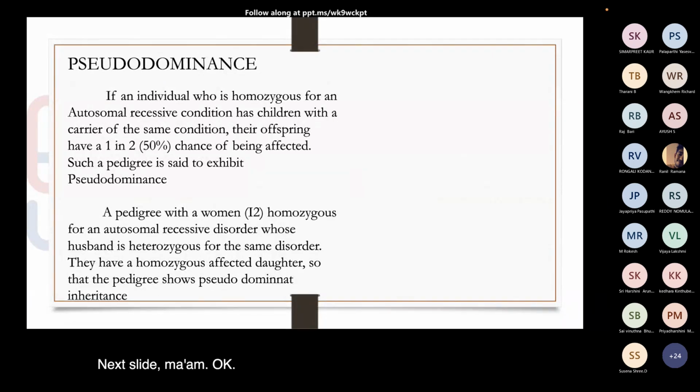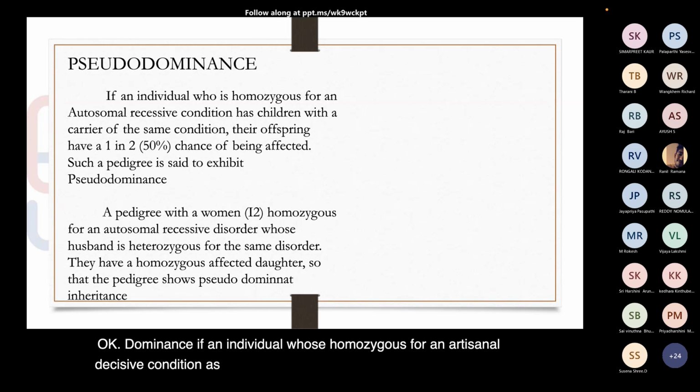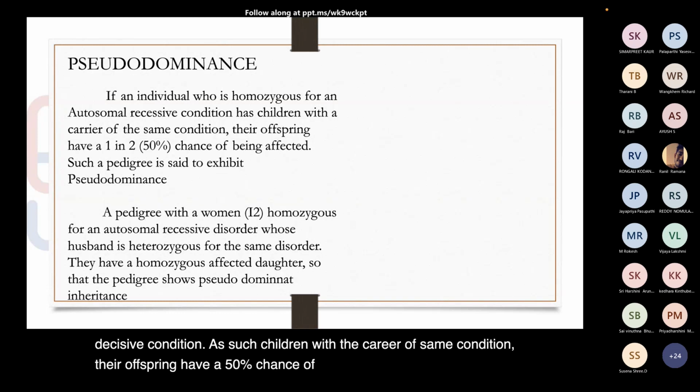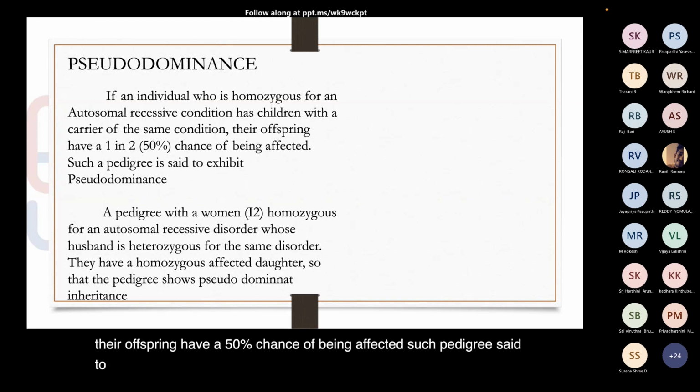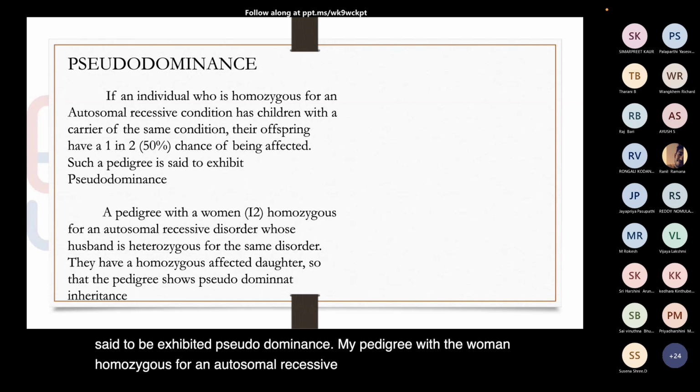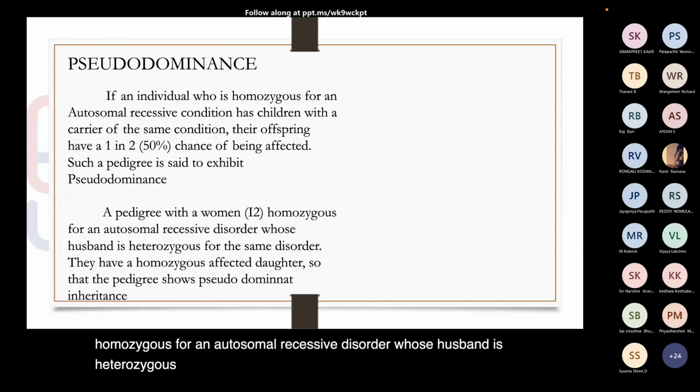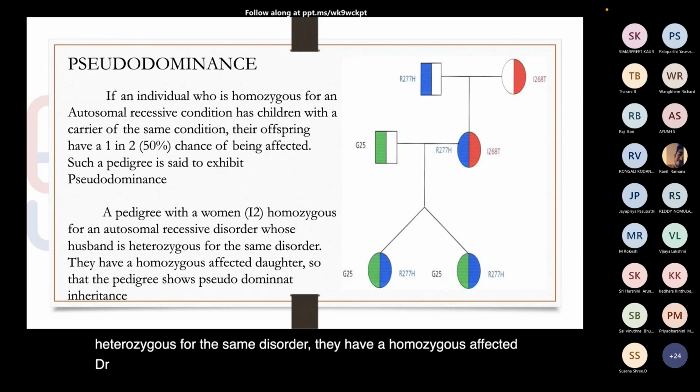Pseudodominance. If an individual who is homozygous for an autosomal recessive condition has children with a carrier of the same condition, their offspring have a 50% chance of being affected. Such a pedigree is said to exhibit pseudodominance. Consider a pedigree with a woman homozygous for an autosomal recessive disorder whose husband is heterozygous for the same disorder. They have a homozygous affected daughter, so that pedigree shows pseudodominant inheritance.